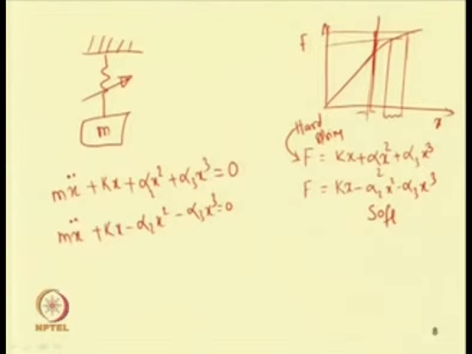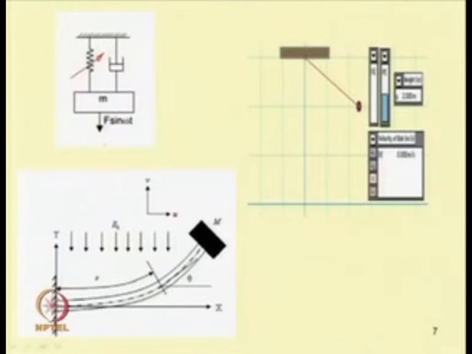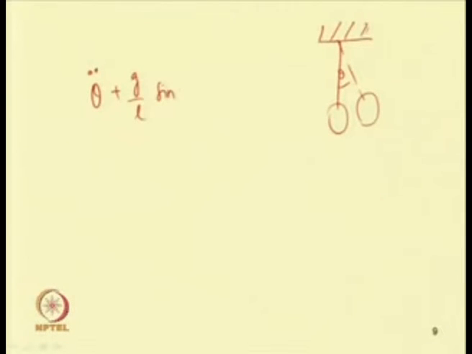So, instead of taking a spring, if you take a simple pendulum case also, in the simple pendulum case we can write the equation of motion. Already we have derived the equation of motion, and it can be written with the generalized coordinate theta. So, this is theta double dot plus g by L sin theta equal to 0.